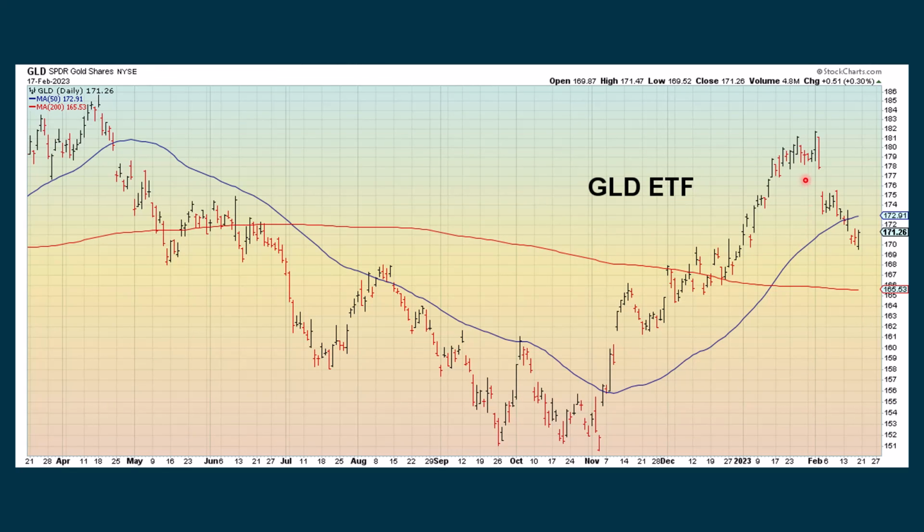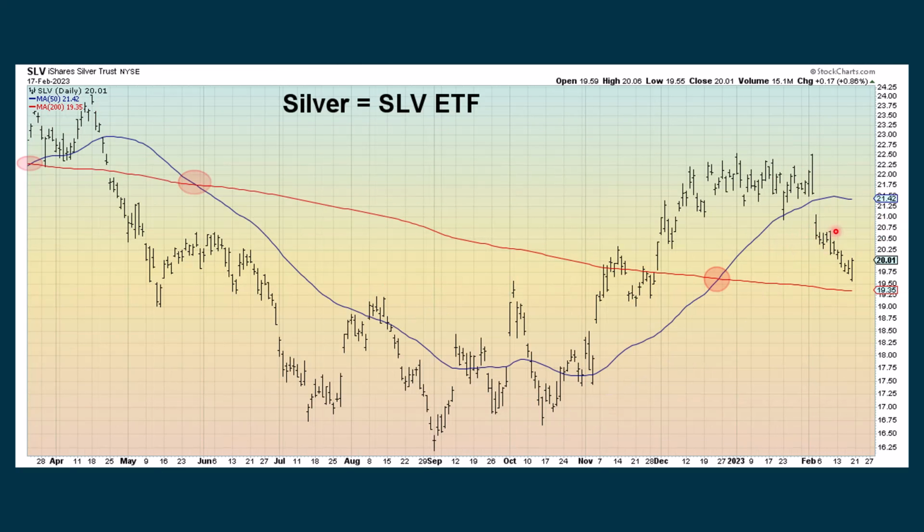Gold, after giving a recent golden cross, has shown a lot of weakness. The same thing is true with silver.